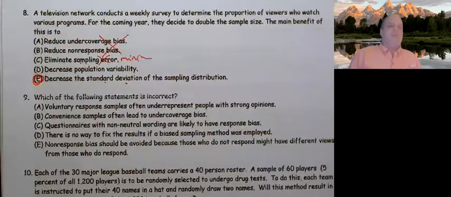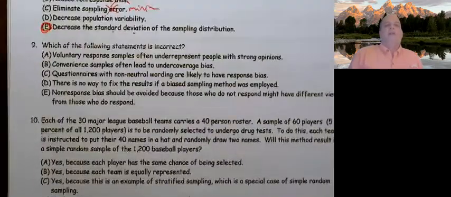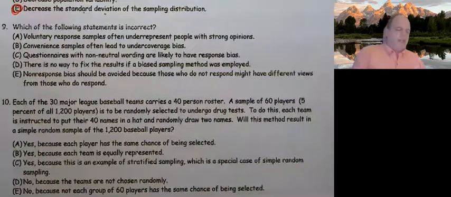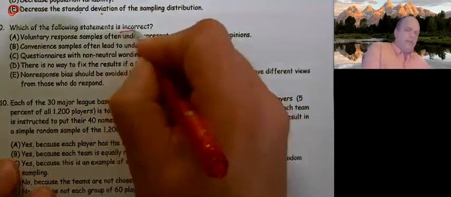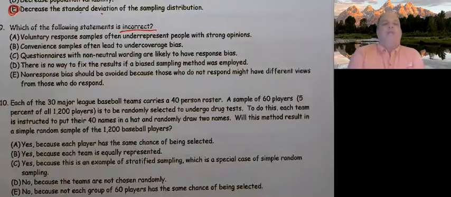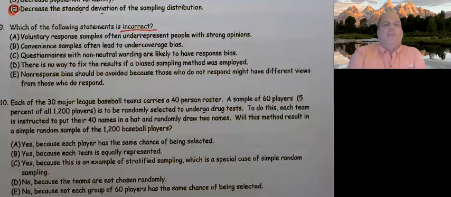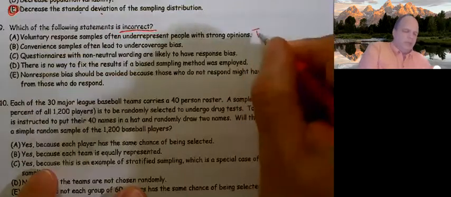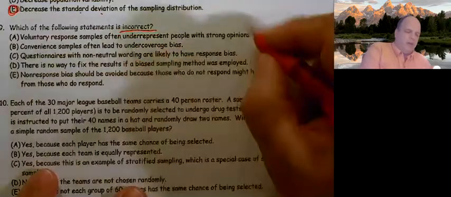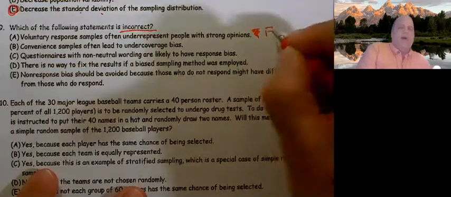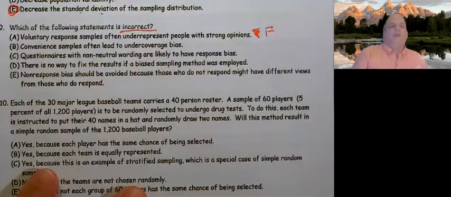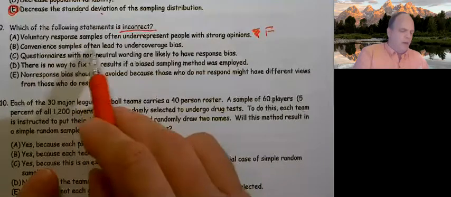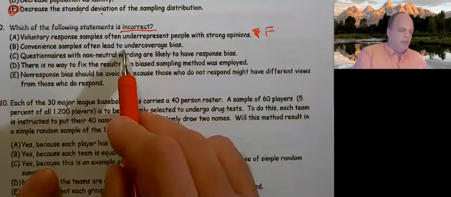Which of the following statements is incorrect? And I'm just going to tell you, it helps when they ask for an incorrect or something that's not, just to make a list of true, false. So voluntary response samples often underrepresent people with strong opinions. That's true. Excuse me, often underrepresent. No, they don't underrepresent them, they overrepresent them. So that's false.